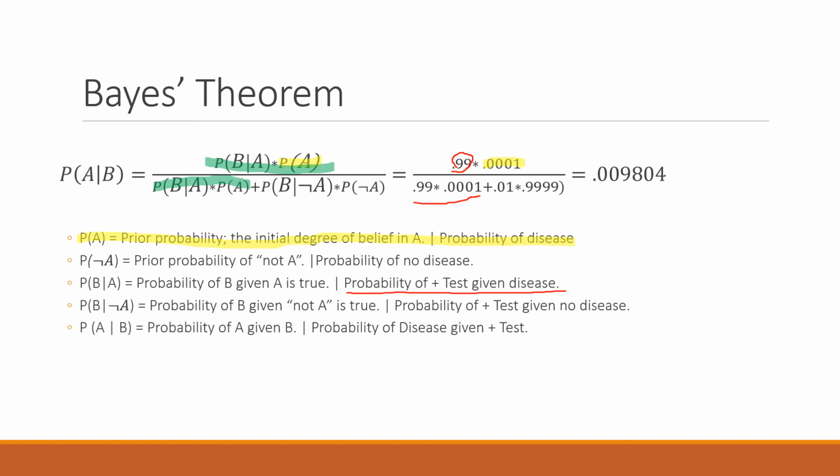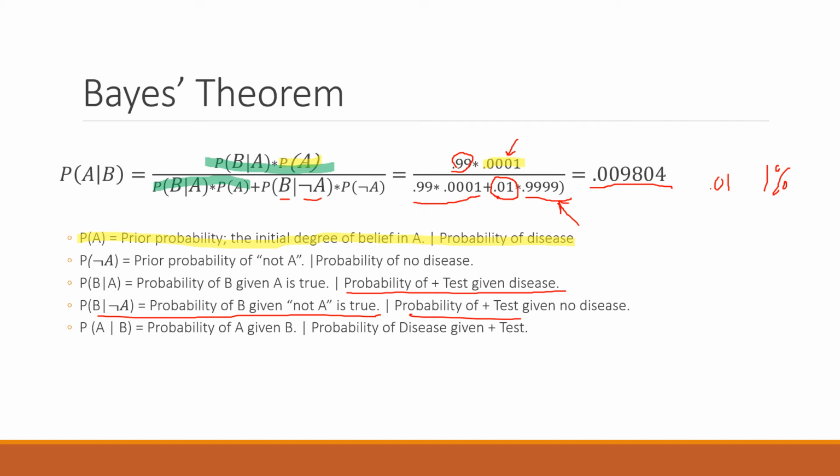Now, the second portion, the probability of B given not A, we know that's 1%. That means the probability of a positive test given no disease is only a 1% chance, and the probability of no disease is 0.9999, because the disease is only affecting 1 in 10,000 people. That means it's not affecting 9,999 people out of 10,000. If we do all of this math, we should update our belief to about 1%. 0.009804 is what you get from this calculation, which is about 0.01, or about 1%.